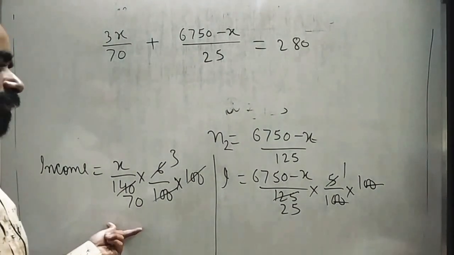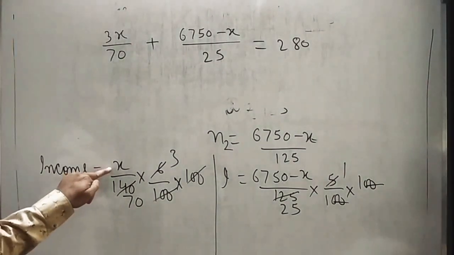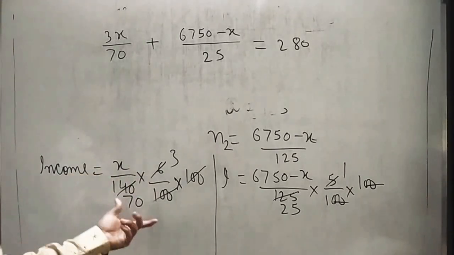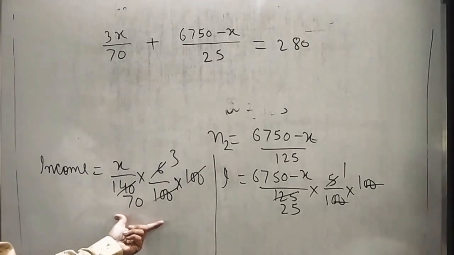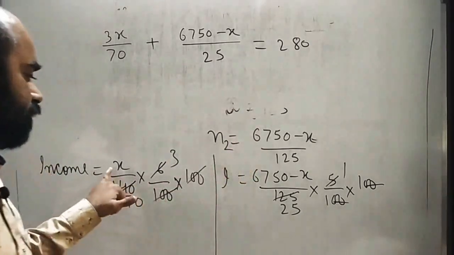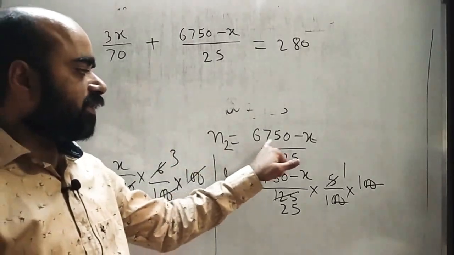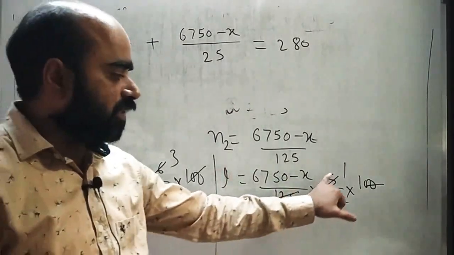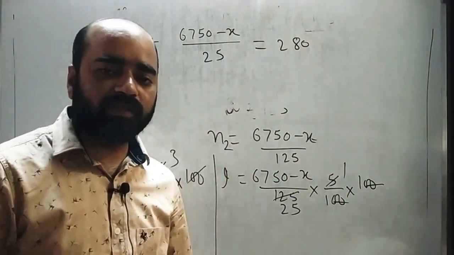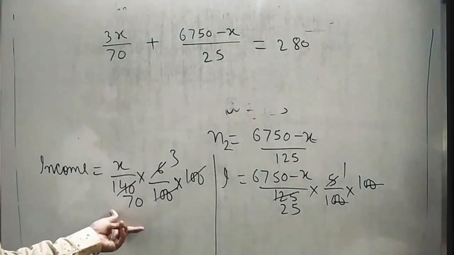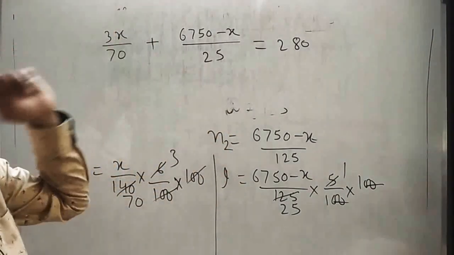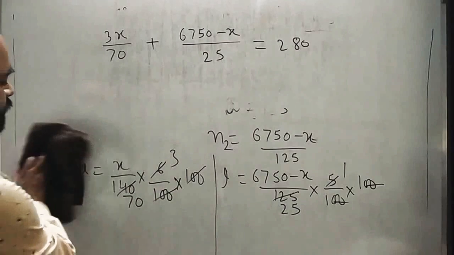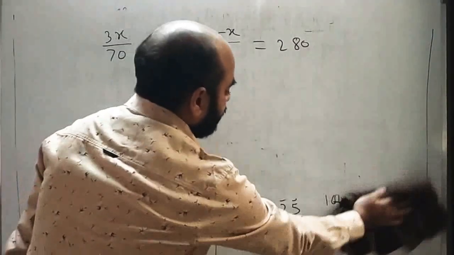Clear? Income on first kind of share. What is the first part to be invested? X, market value 140, percentage dividend 6%. So this is the income for the first share, first kind of share. In second kind, first part was X, remaining part to be invested is 6750 minus X, market value 125, so that will give number of shares, percentage dividend 5%, face value is not given, it means 100. So that will give 3x upon 70 plus 6750 minus x upon 25, that will give total income, and in the question it is mentioned as 280.